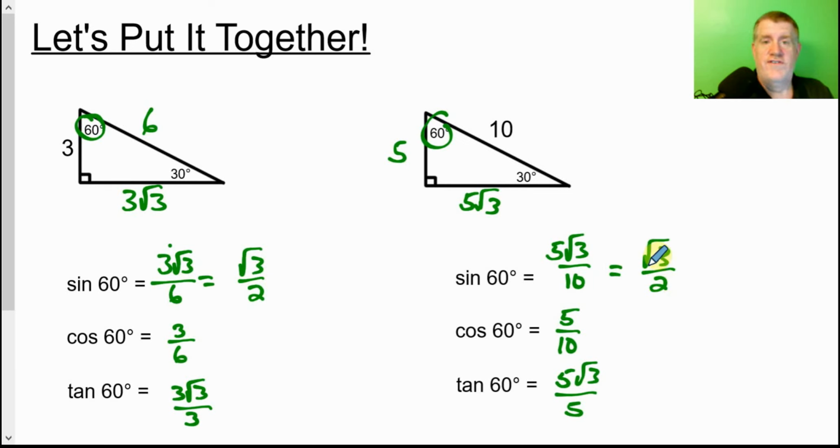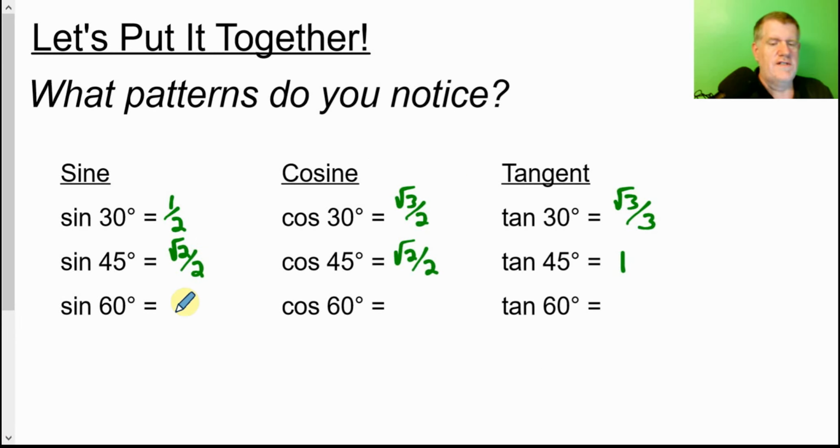The sine of 60 is always the root of 3 over 2. 1/2. 1/2. 3's cancel, square root of 3. 5's cancel, square root of 3. Look at these. Are these always the same? They are. Let's put these in here. Sine of 60 is the square root of 3 over 2. Cosine of 60 is 1/2. Tangent of 60 is square root of 3.